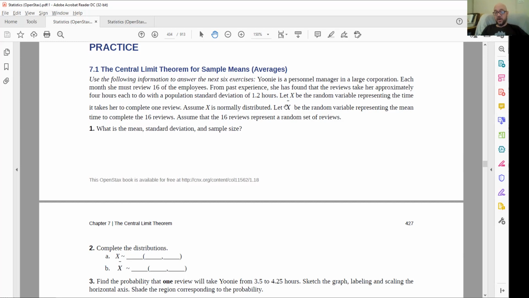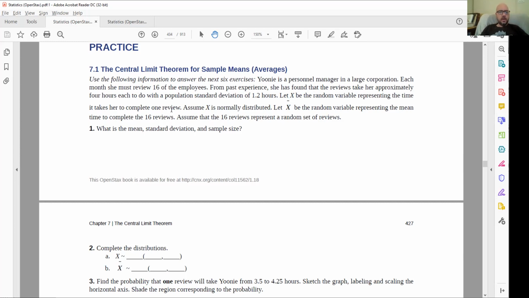Let X bar, capital X bar, notice, be the random variable representing the mean time to complete the 16 reviews. So notice that capital X here is the distribution of the time it takes to do the reviews one at a time. This is the distribution that you get when you do 16 reviews, then average those times together, and then take that one number, that one average, and graph that, and then you do that for all of them. That's capital X bar. So that's a sampling distribution. So remember that term. We'll come back to that a lot. Assuming 16 reviews represent a random set of reviews.